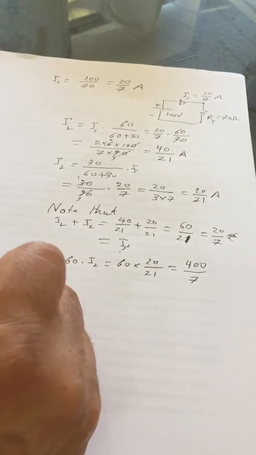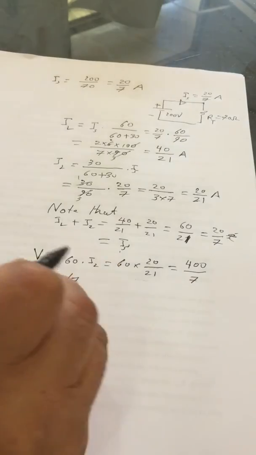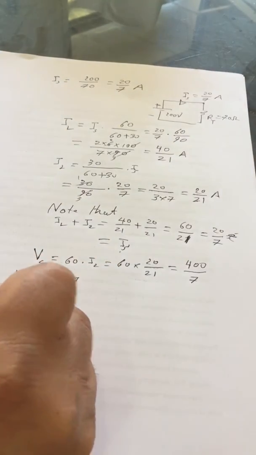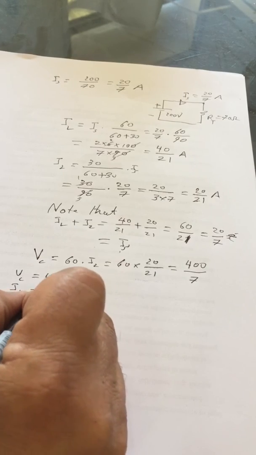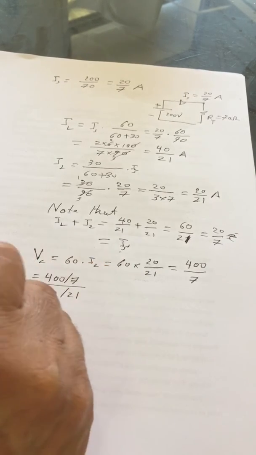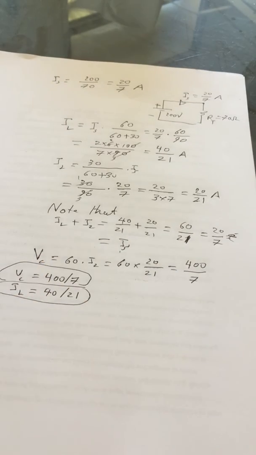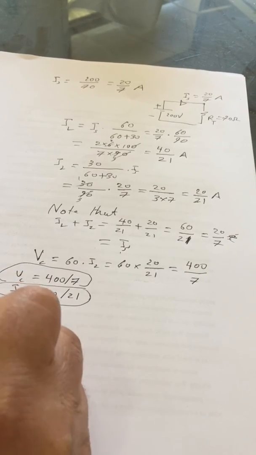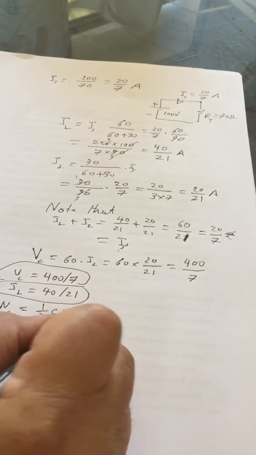So now we have VC equal 400 divided by 7, and we have the current in the inductor, which is IL, which is 40 divided by 21. That's what we need: the current in the inductor and the voltage in the capacitor. Okay? So the energy stored in the capacitor is basically half C V squared.